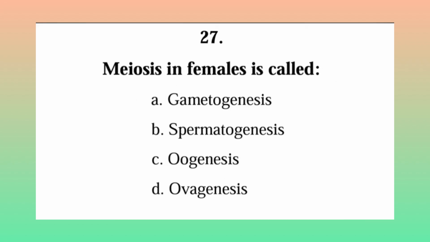27. Meiosis in females is called A. Gametogenesis. B. Spermatogenesis. C. Oogenesis. D. Ovogenesis. Answer C. Oogenesis. Meiosis is the major process in gametogenesis or gamete formation. In males, meiosis is called spermatogenesis, and in females, meiosis is called oogenesis.